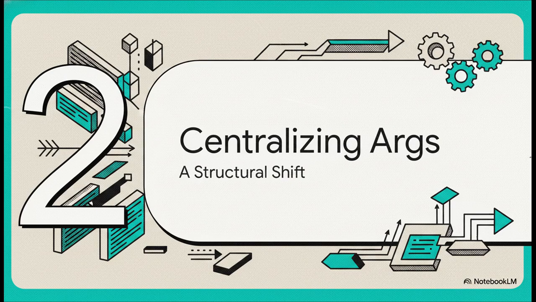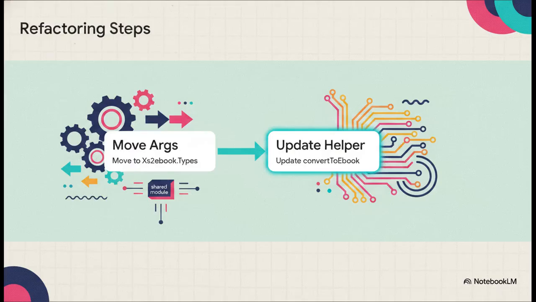Section 2. Centralizing the args type. To completely eliminate this friction, we need a structural shift. The crucial point is that we need to execute this refactor in 2 distinct phases to keep our application running smoothly. As outlined right here, step 1 is moving the args data type into a dedicated shared module called sx2ebook.types. Step 2 is going back into our application logic and updating our primary helper function, convert to ebook, to actually utilize this new centralized structure.